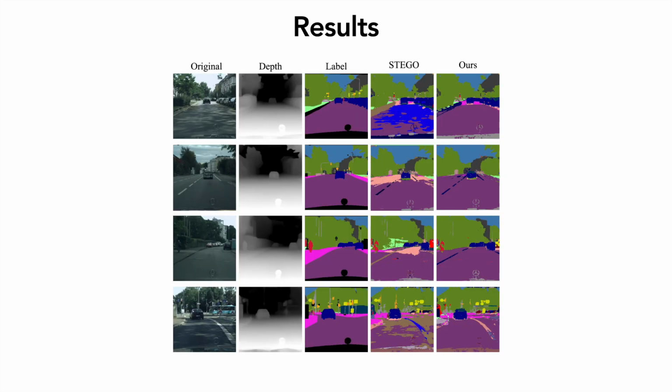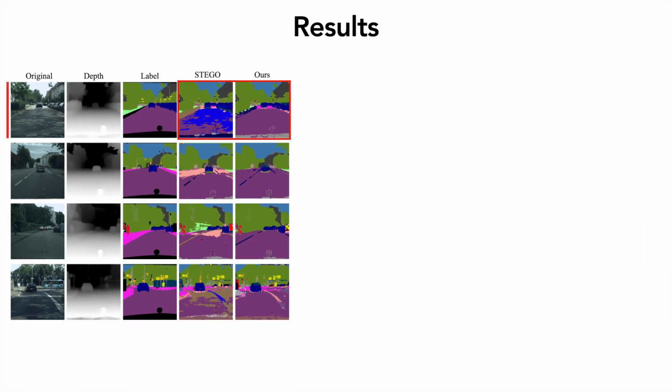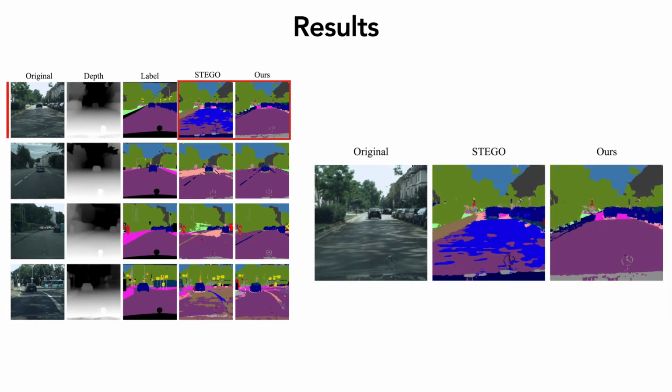Cityscapes paints a similar picture. With our method, we're able to improve the segmentations for images where there are visual irritations like shadows on the road.